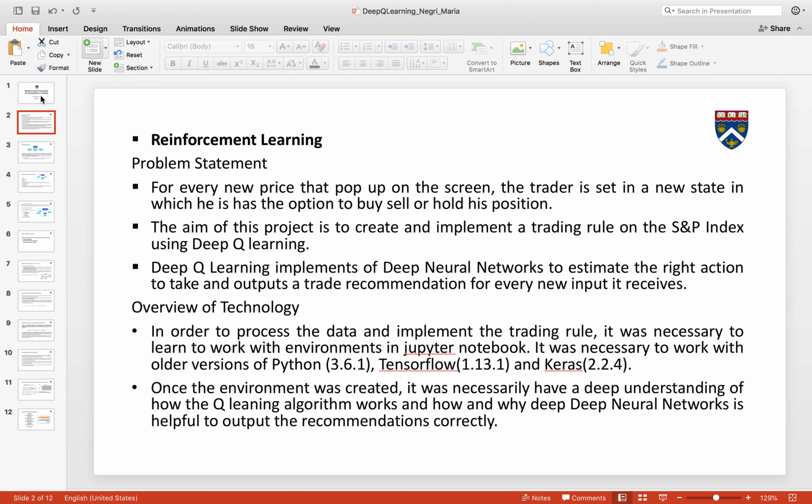DQ learning implements deep neural networks to estimate the right action to take and outputs a trade recommendation for every new input it receives. In order to process the data and implement the trading rule, it is necessary to learn to work with environments in Jupyter Notebook. Our environment contains Python 3.6, TensorFlow 1.13, Keras 2.24.